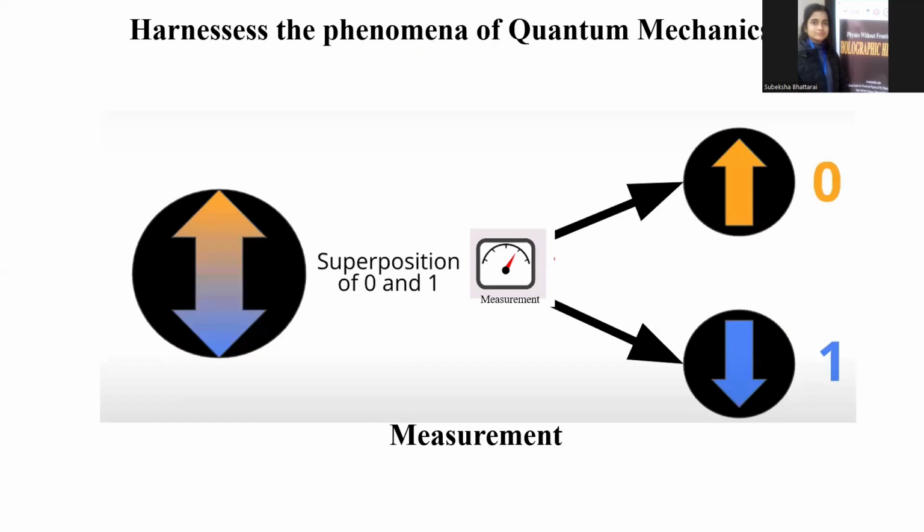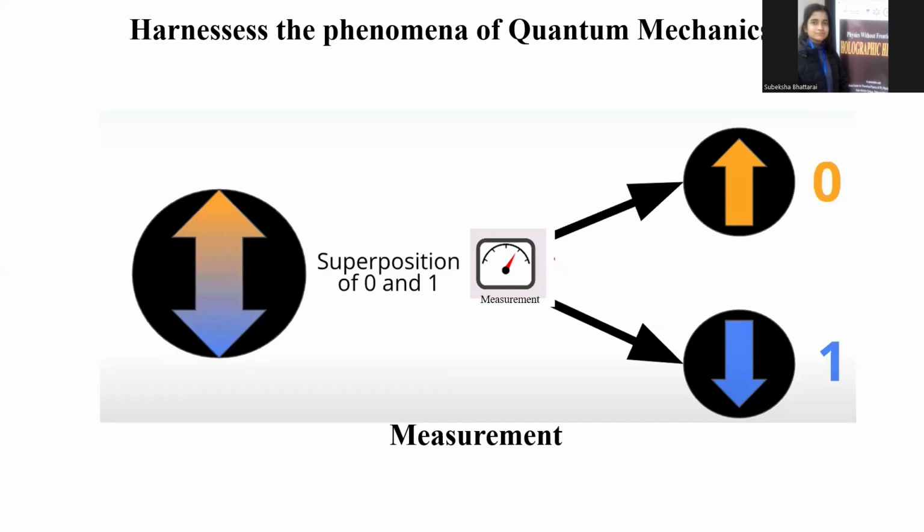So, before we measure a qubit, it exists in a blend of possibilities, that is, a superposition of 0 and 1. But as soon as we measure it, that uncertainty collapses into one definite state, whether 1 or 0. It's like finally catching the spinning coin and seeing whether it's a head or a tail.